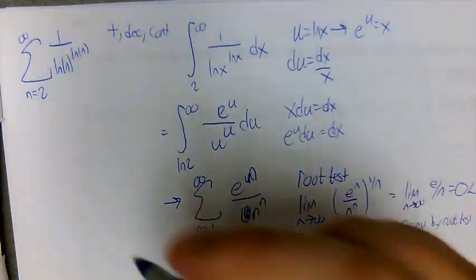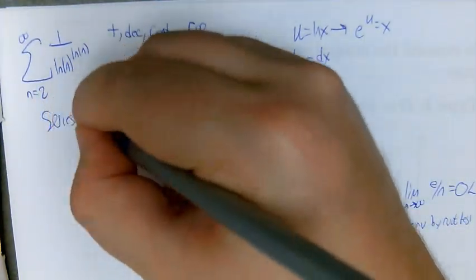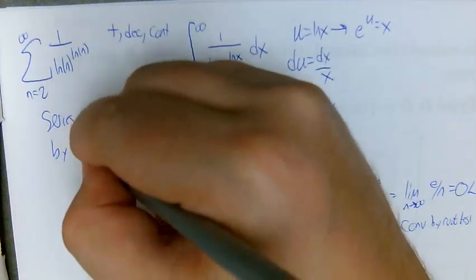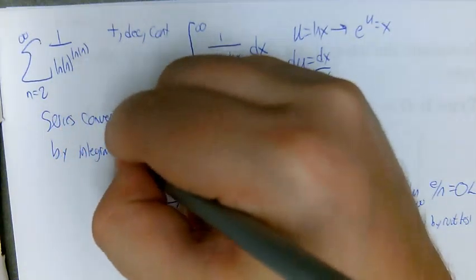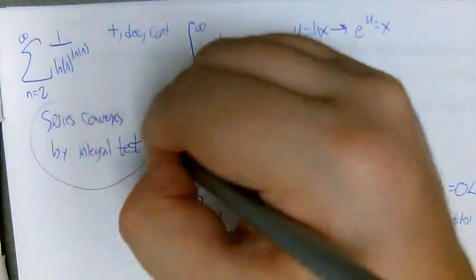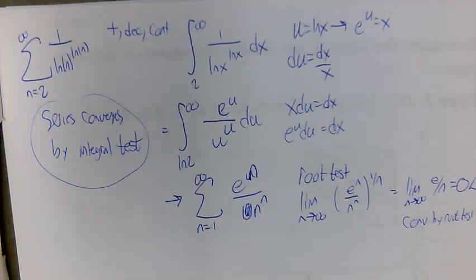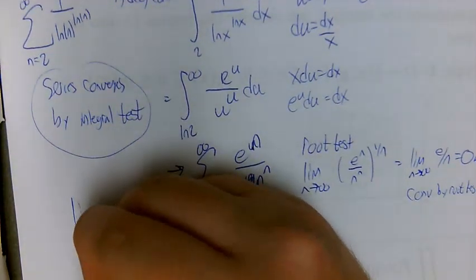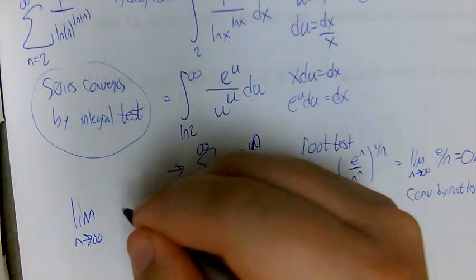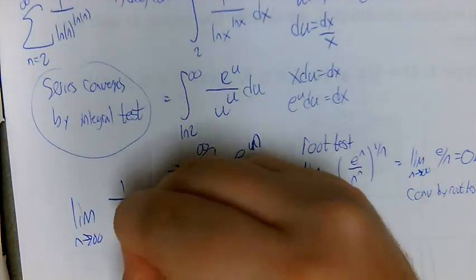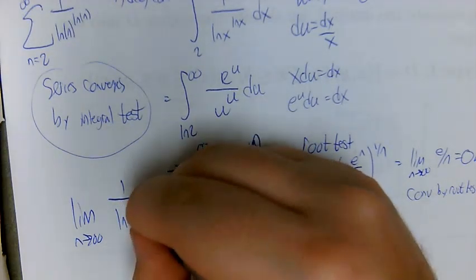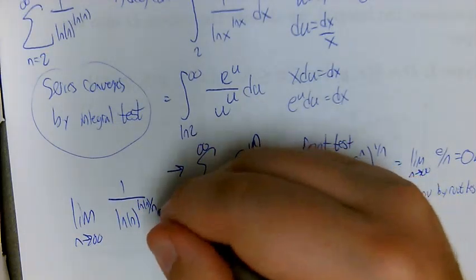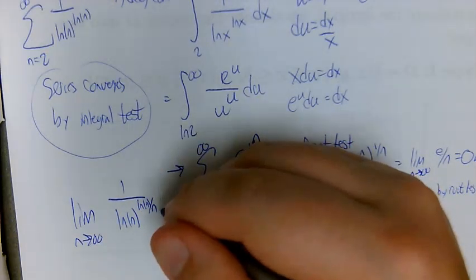So we kind of had to work backwards here. Ultimately, we could say that this series converges by the integral test. That's what we used here. Now, if we tried to use the root test immediately, we would end up having to do this limit: the limit as n goes to infinity of 1 over ln of n to the ln of n over n. And this actually ends up being 1. So that's going to be inconclusive.